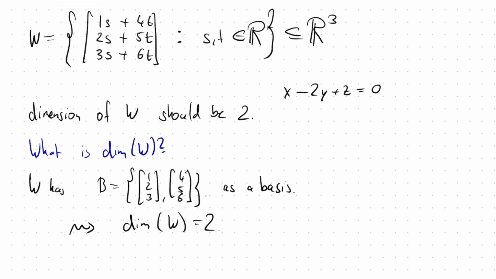So in other words, if you want to calculate the dimension of a subspace, you have to find a basis and then just count how many elements there are in the basis. I think that's enough about the definition of a dimension. So let's make a short break here.